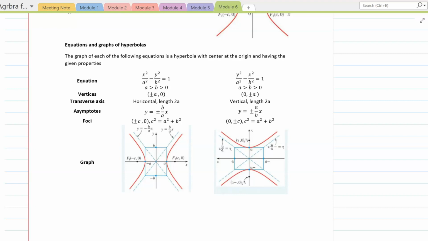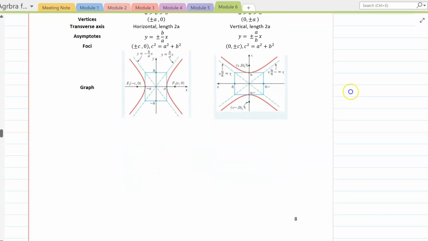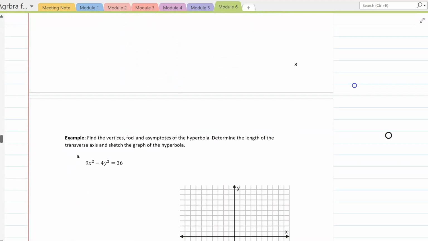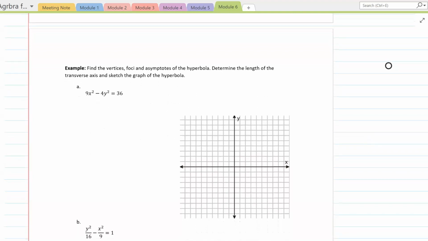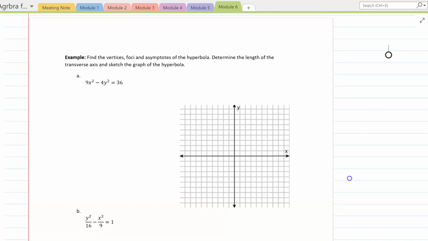Now the hyperbola opens either horizontally or vertically. One of the easiest ways to remember is if you have x minus y, then it opens horizontally, but if you have y minus x, then it opens vertically. Okay, so let's take a look at this. Find the vertices, foci, and asymptotes of the hyperbola. Determine the length of the transverse axis and sketch the graph of the hyperbola.